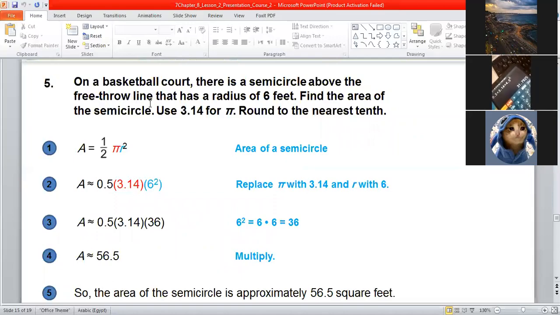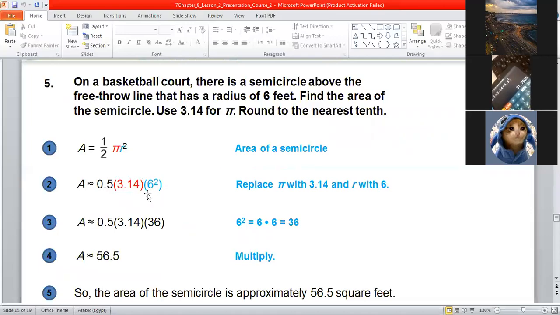The radius is what, Muhammad? 6 feet. So I do the area this way. The rule of the area here is equal to half pi r squared. The area of the semicircle equals this formula, half pi r squared. I will remove half and put 0.5. Again, if you have half, for easy writing over the calculator, write it as 0.5. After that, pi is equal what? 3.14, because he gives me that. Put pi as 3.14. And the radius by what, Muhammad? 6 squared, right?